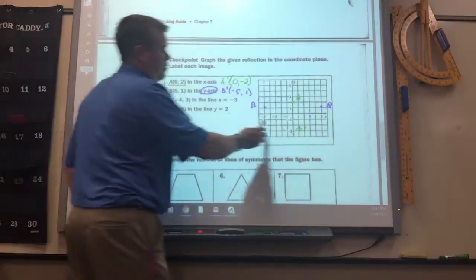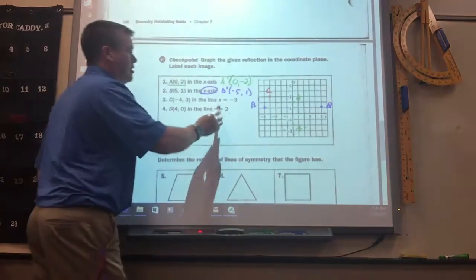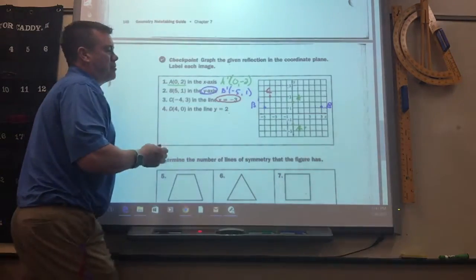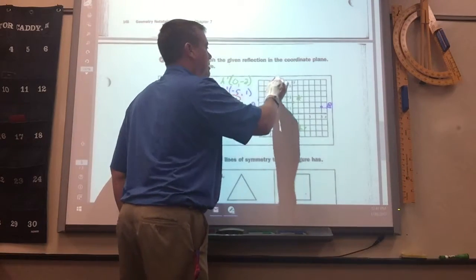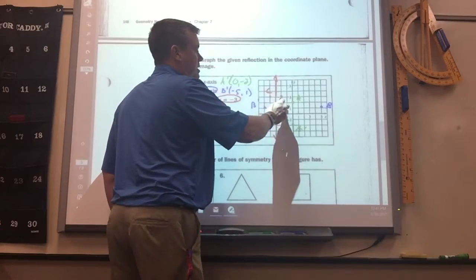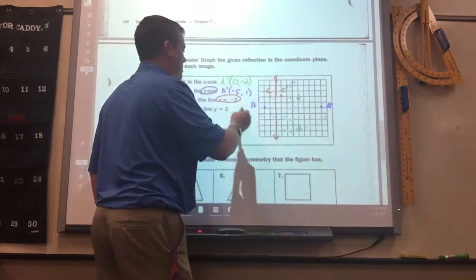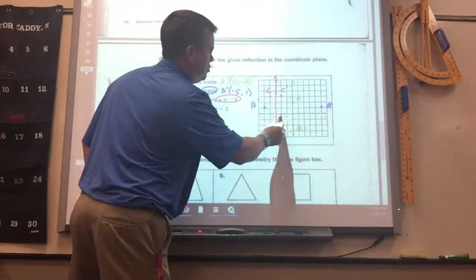C is -4, 3. The line x equals -3 crosses the x-axis at -3. So that's that line. So it just flips across there, so C prime would be right there. So C prime is left 2 and up 3.